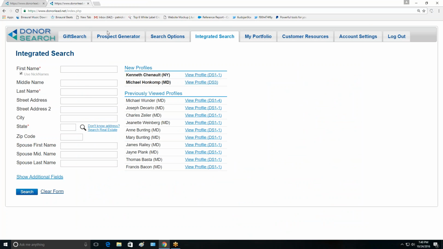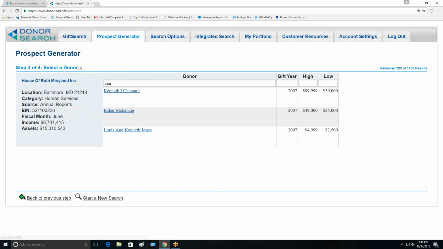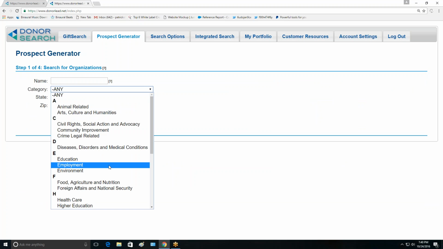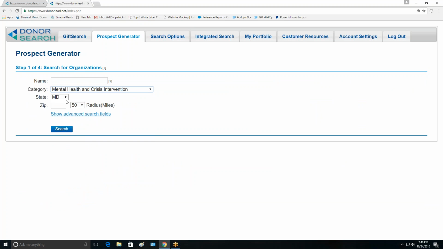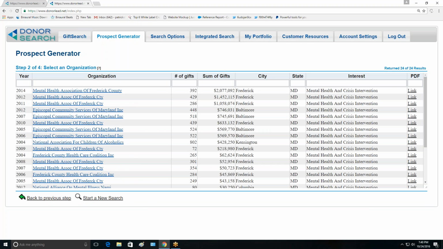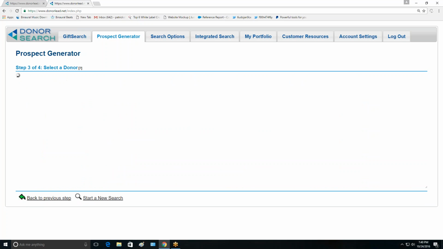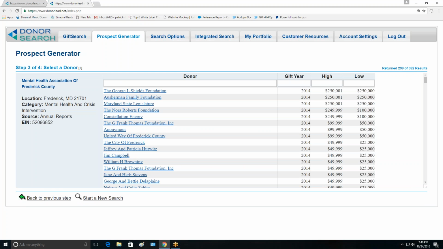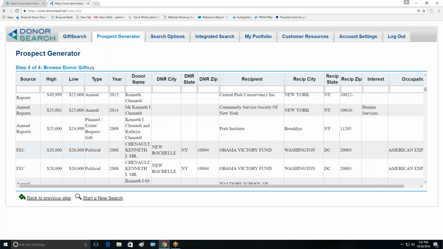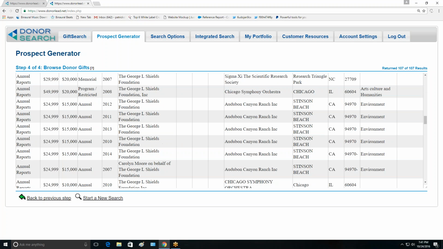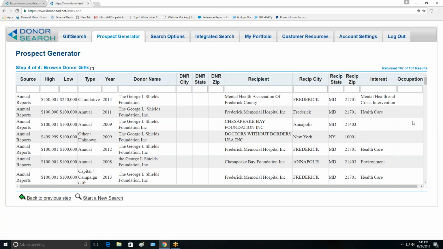You can look up, like we said, foundations. That's the prospect generator. If you were healthcare, you would go back and say, well, I'm healthcare, mental health for crisis intervention, Maryland, for example, Mental Health Association of Frederick County. So if you were a nonprofit that worked in mental health and you were in Maryland, now we're on that particular annual report, of the Mental Health Association of Frederick County. And here is a foundation who gave to mental health. Let's find out other donations that they've made and to whom and for how much. So there's the one we just saw. That was the biggest gift, the largest gift.